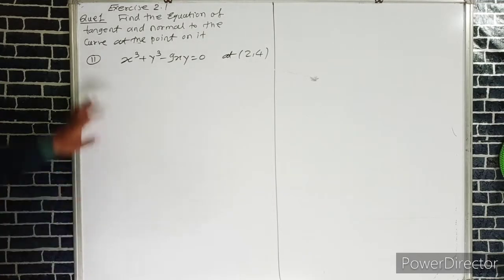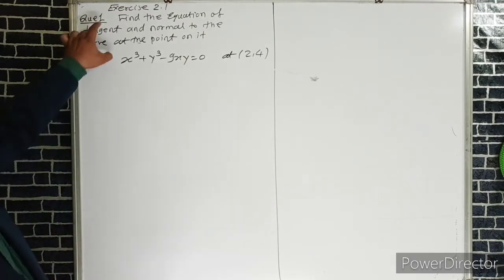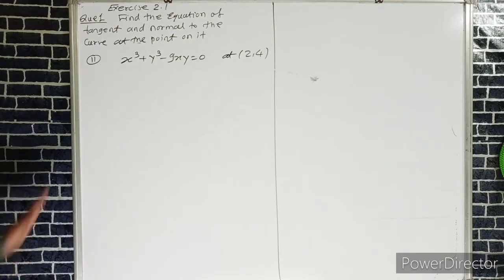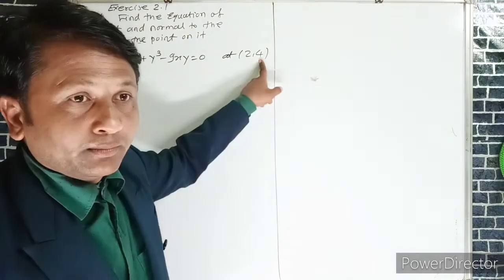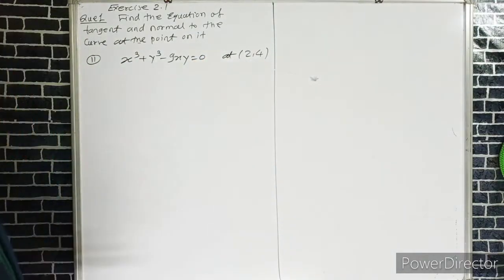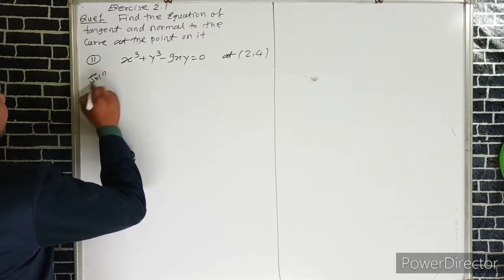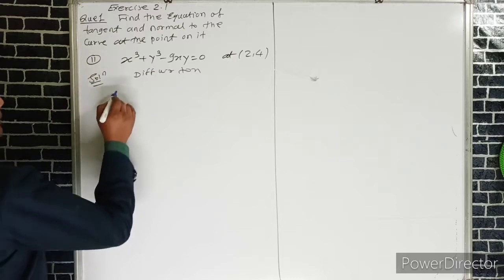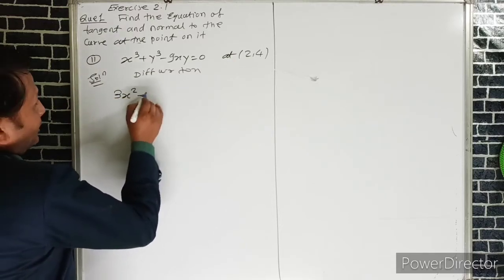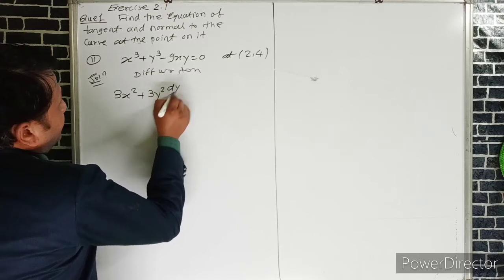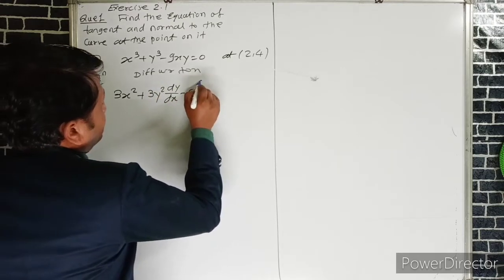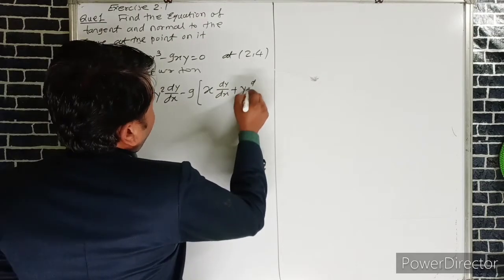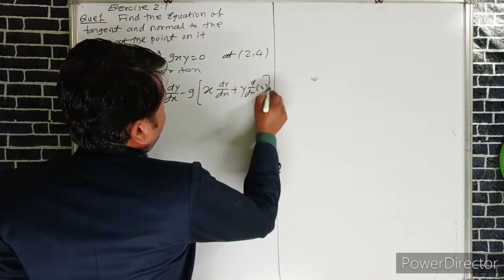So in example number 2, in question number first, again we have to find equation of tangent and equation of normal. Here the value of x1 is 2, y1 is 4. First we have to find slope of tangent. If we differentiate given function with respect to x, we get derivative of x cube is 3x square, derivative of y cube is 3y square into dy by dx, and again derivative of minus 9xy is minus 9 into x into dy by dx plus y into derivative of x, is equals to 0.